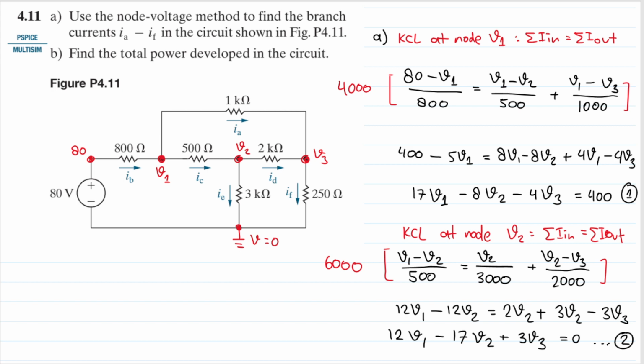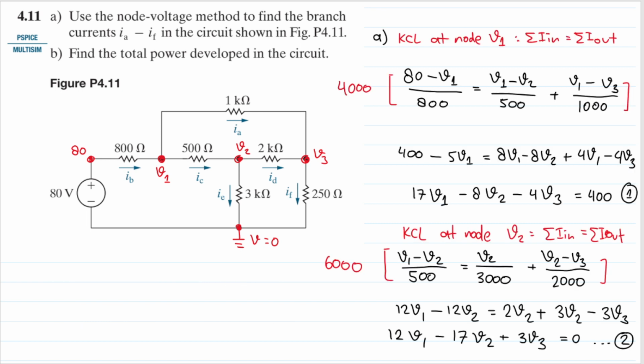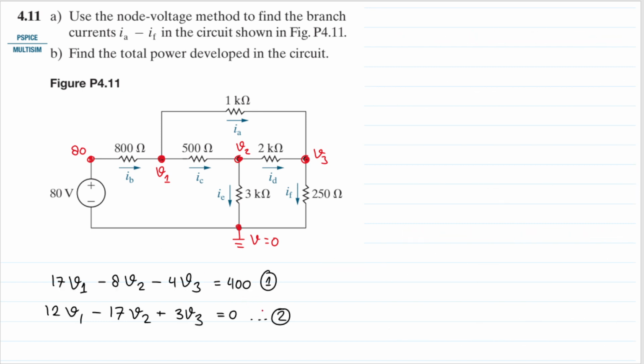Now let's do one other KCL, but I think the board is full. Let's clean up the board first. So far we got two equations from KCL at node V1 and KCL at node V2. And now let's do the last KCL. We need to do KCL at V3. Let's state the KCL: the sum of the current that goes in will equal the sum of the current that goes out.